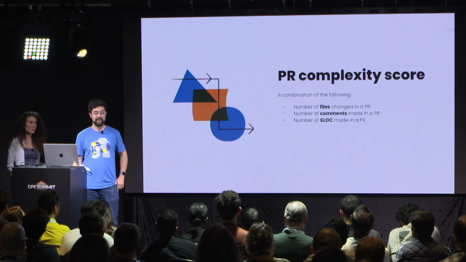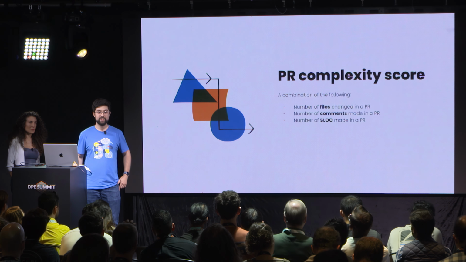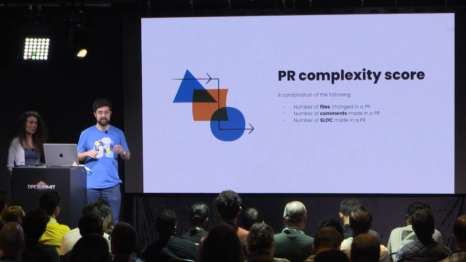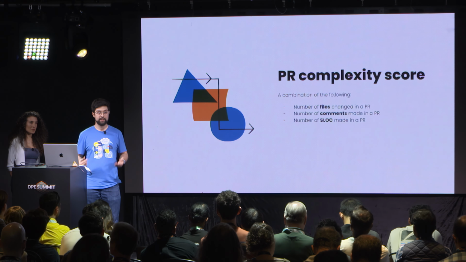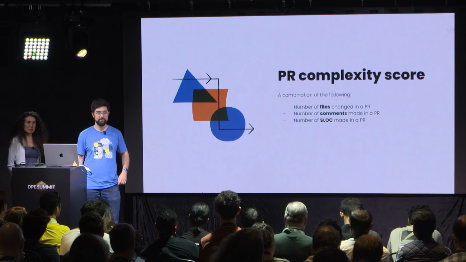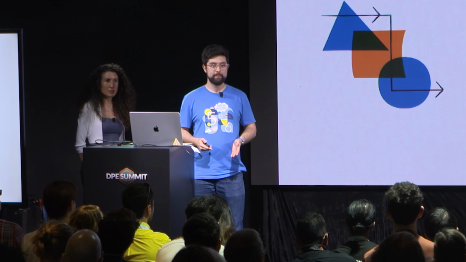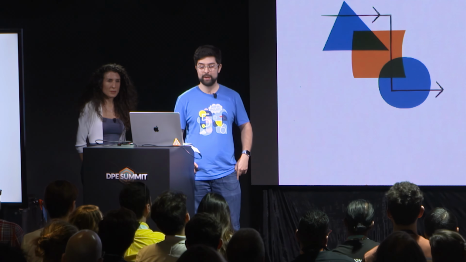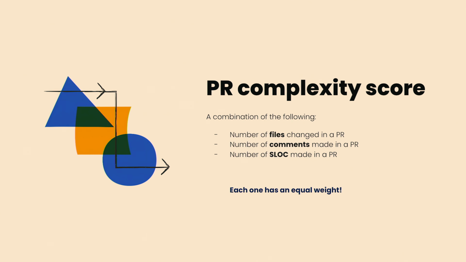And finally, we have a measurement called the significant lines of code. This is lines of code that are stripped of certain things like white space, delimiters, comments, and so on, to try and be as agnostic to differences in stacks as possible. Obviously, there's still going to be some biases because everyone has different practices, but overall, we've found this to be quite useful. Each one of these has an equal weight.